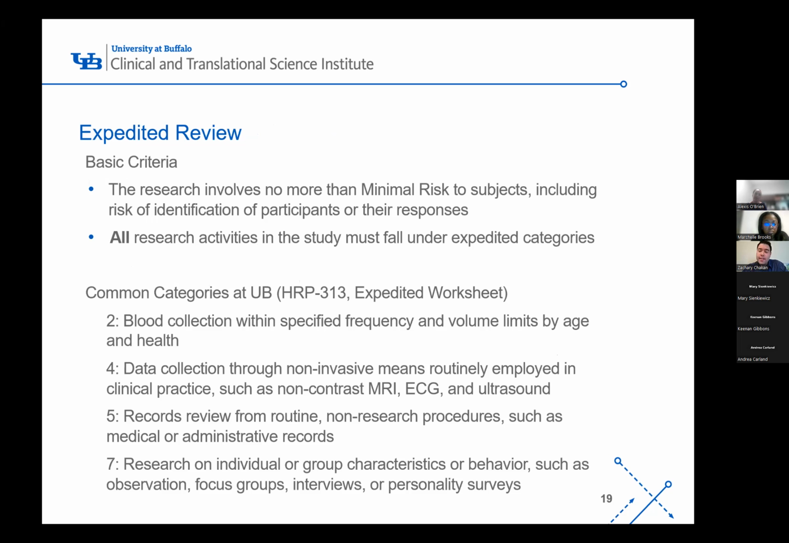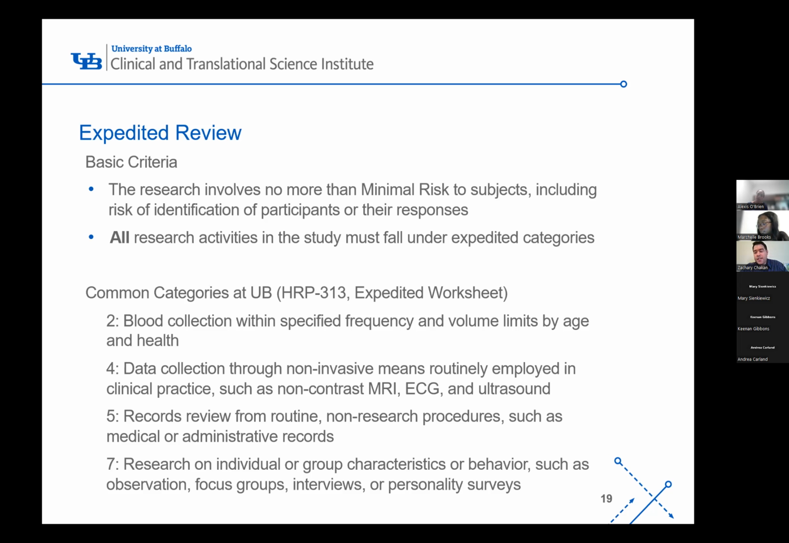So the other no greater than minimal risk category is expedited, which is a level up from exempt. It also involves no more than minimal risk to subjects, including the risk of identification of participants or their responses. And all research activities in the study must fall under an expedited category. There are nine expedited categories. Similar to HRP 312, the exempt worksheet, we have the HRP 313 expedited worksheet, where we look to make sure that your research fits into one of those categories to be considered expedited.